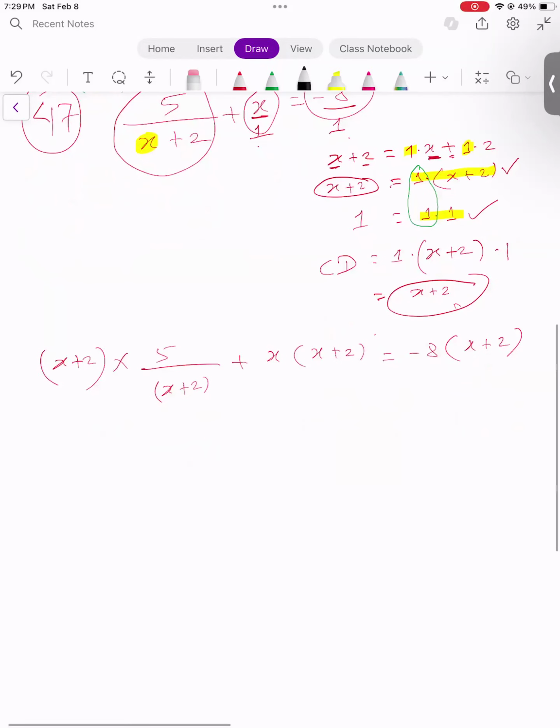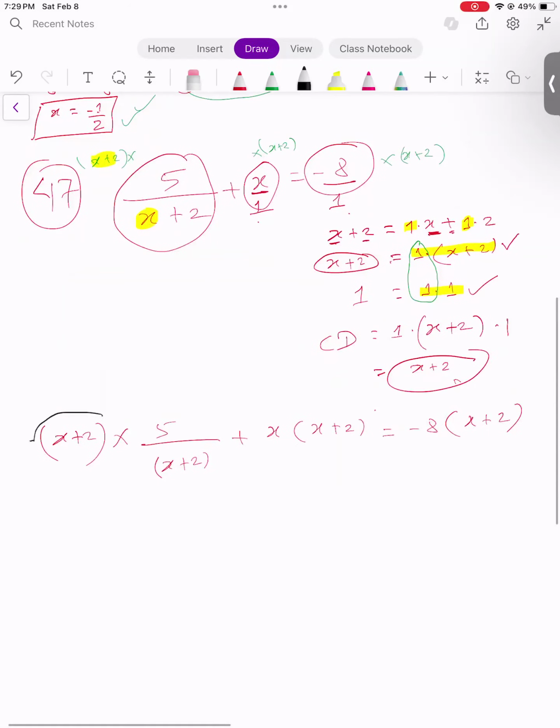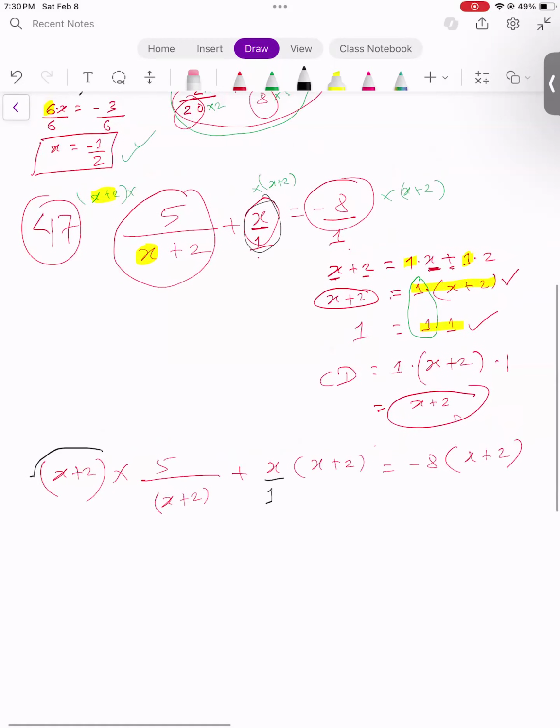Okay, now let's simplify. So we have this, what happens to x? Oh, if you're talking about this x divided by 1, x divided by 1 is x, right? It's okay, you can still write 1 as your denominator, but you are not required to write 1 every time. Whenever we divide any number by 1, we end up getting that same number. So you can ignore it or you can still write it down. Now let's simplify this here.